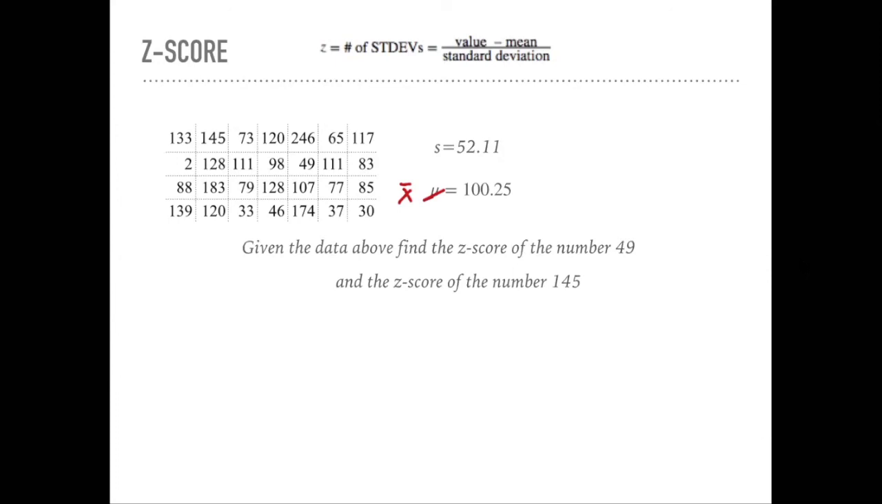Okay, well, the z-score for 49, we're taking 49 minus the mean and then divide by the standard deviation. Again, make sure that you're following order of operations. You're getting negative 0.98. And again, we can do this for the other value that we're asked to find it for. So we're asked to find the z-score of the number 145. So 145 minus 100.25, divide that result by 52.11, keeping at least one extra decimal place here. That gives us 0.86.